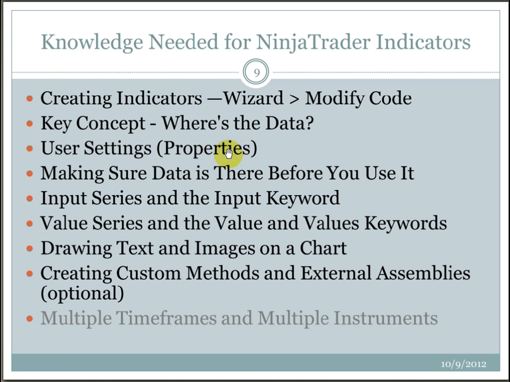User settings. How do you provide the user of your indicator, which may be you, an easy way to modify the parameters that direct the indicator and how it operates? For example, a simple moving average. It needs a period. Is it a 10 period moving average? Is it a 20 period, a 200, whatever? Well, you can set up a property so that the user can just type that in without having to know any code and set that moving average to behave properly.